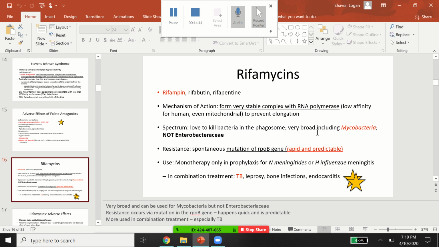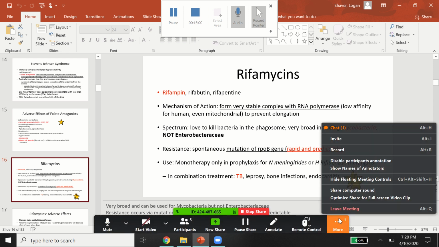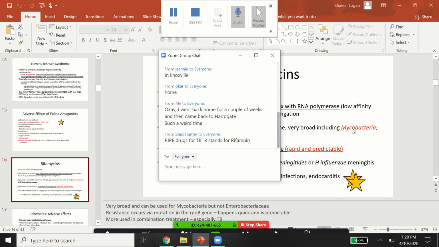With that in mind, of course, TB is basically mycobacteria, so they're basically saying the same thing. And then resistance-wise, I don't really know what she meant by this rapid and predictable thing. Oh, a new question.